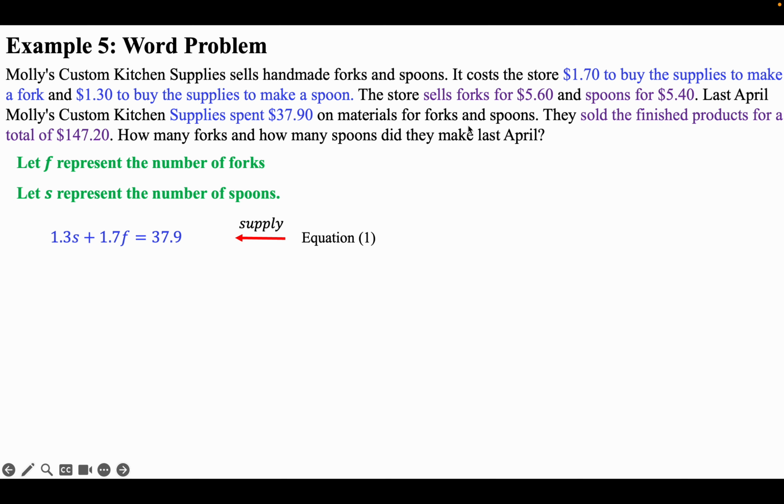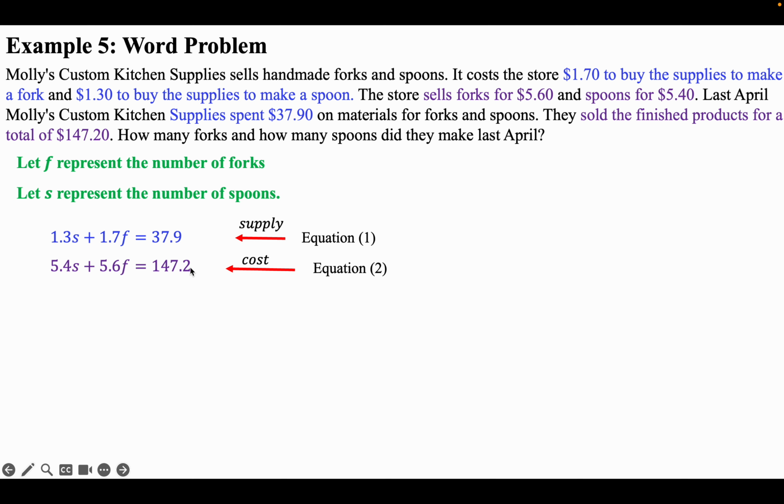Equation 2 is going to be how much they sell them for. They sell the forks for $5.60 and the spoons for $5.40, and they sold the finished product for a total of $147.20. So $5.60 times F plus $5.40 times S should be equal to the total money they're getting, which is $147.20.